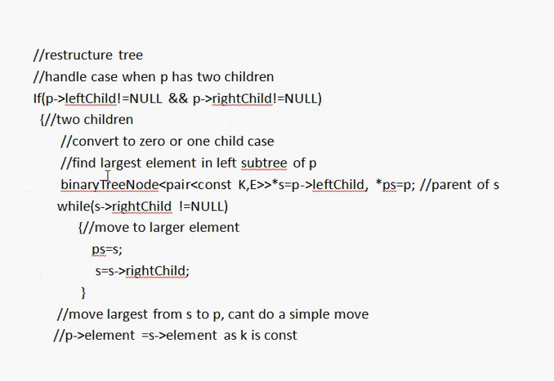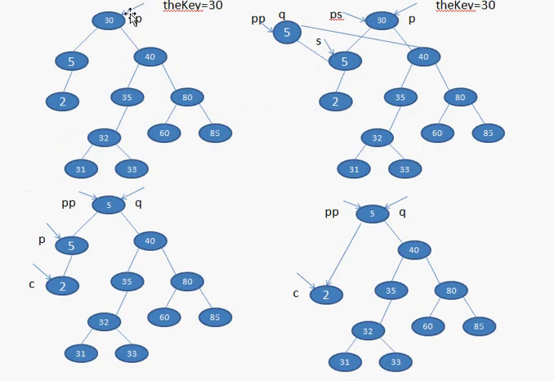So first what we do is we create a node pointer named S, and that's pointing to where P of left child points. So now let's look at this. This is where P points. So where does P of left child point? P of left child is pointing over here, right? So this is where P of left child points.